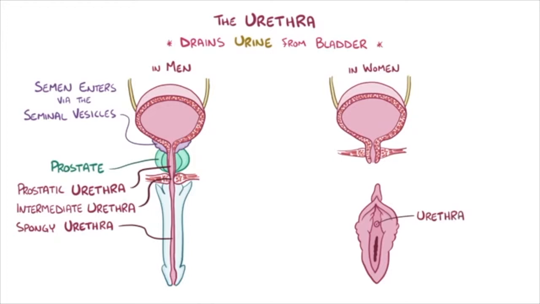In women, the urethra runs through the perineal floor of the pelvis and exits between the two labia minora, above the vaginal opening and below the clitoris in an area called the vulval vestibule.